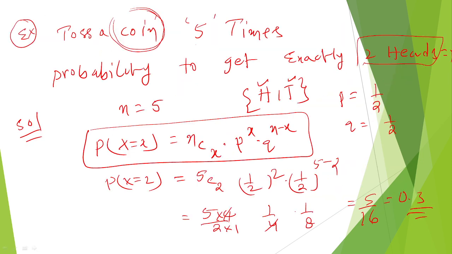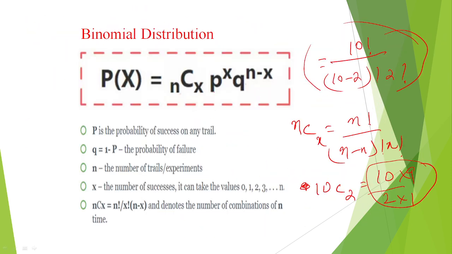So finally, if only 2 outcomes are there, then we can go for the binomial distribution, that is nCx into p power x into q power n minus x.